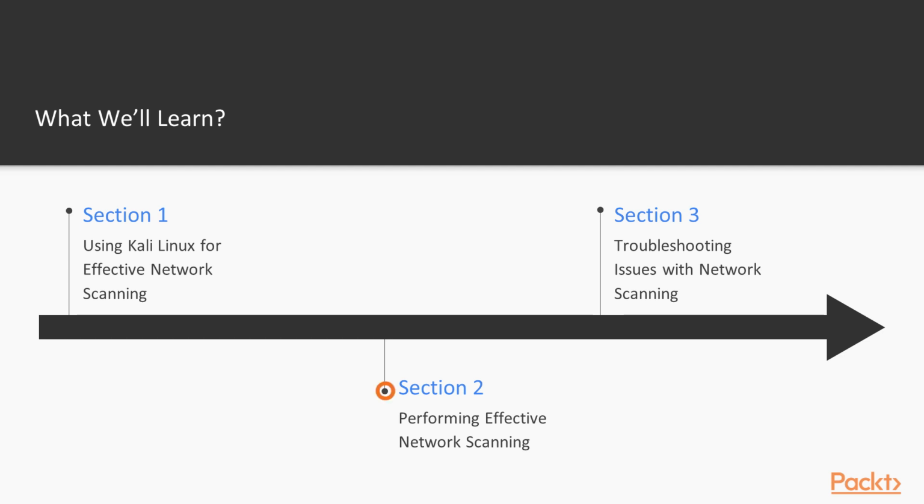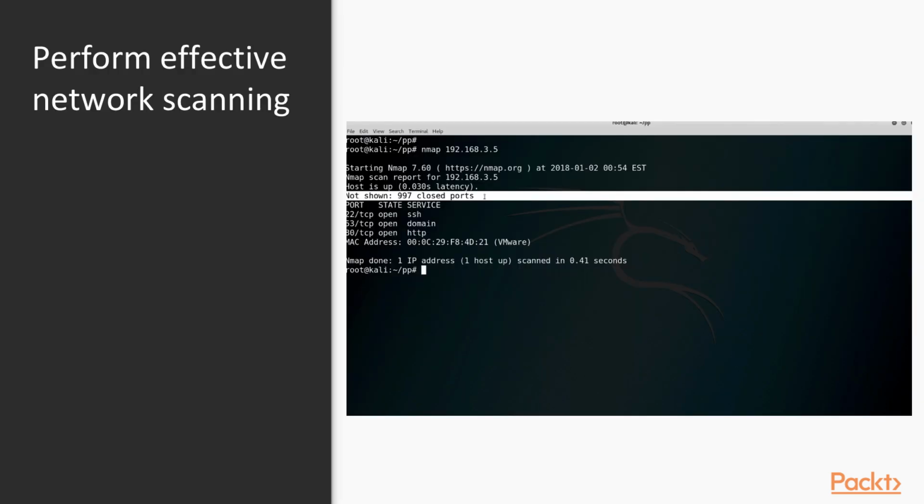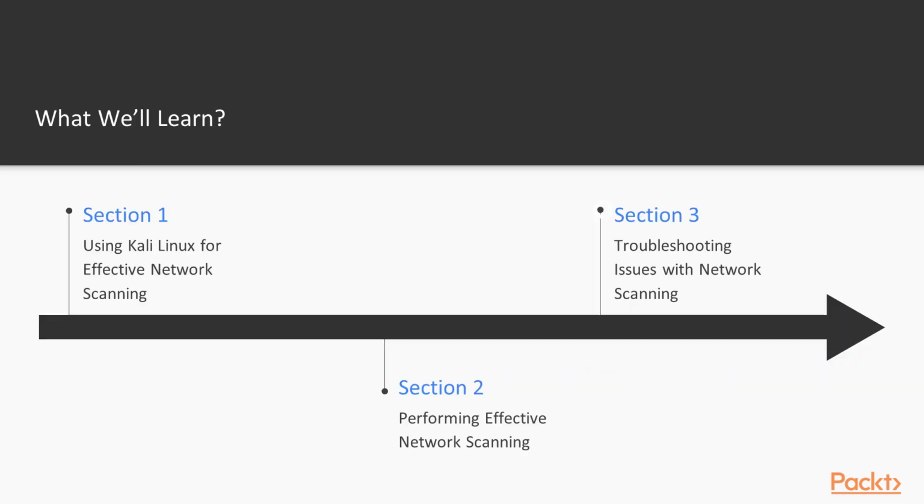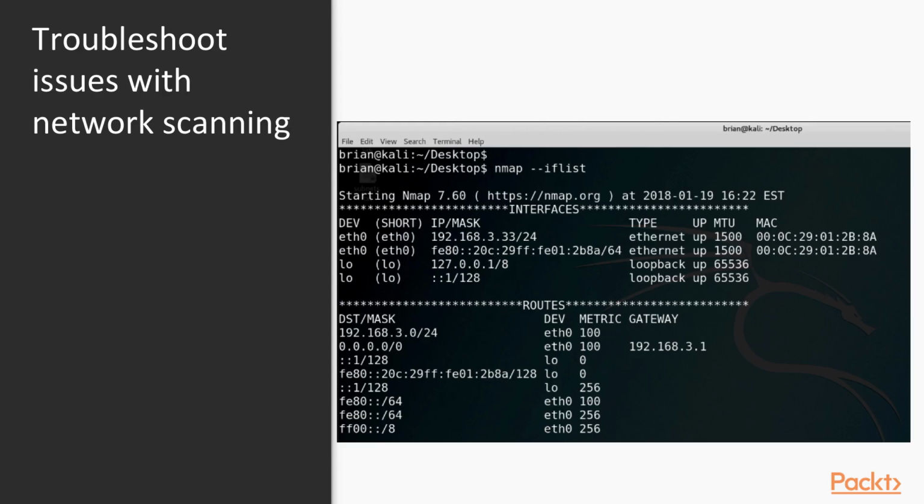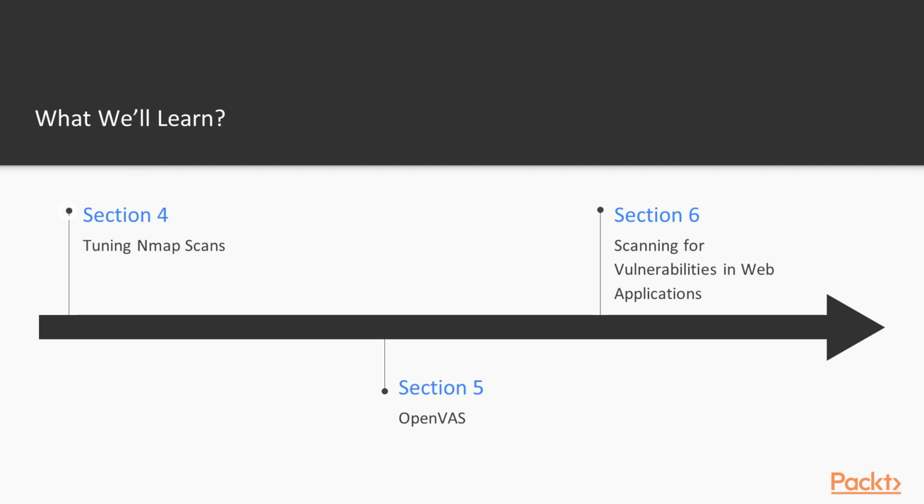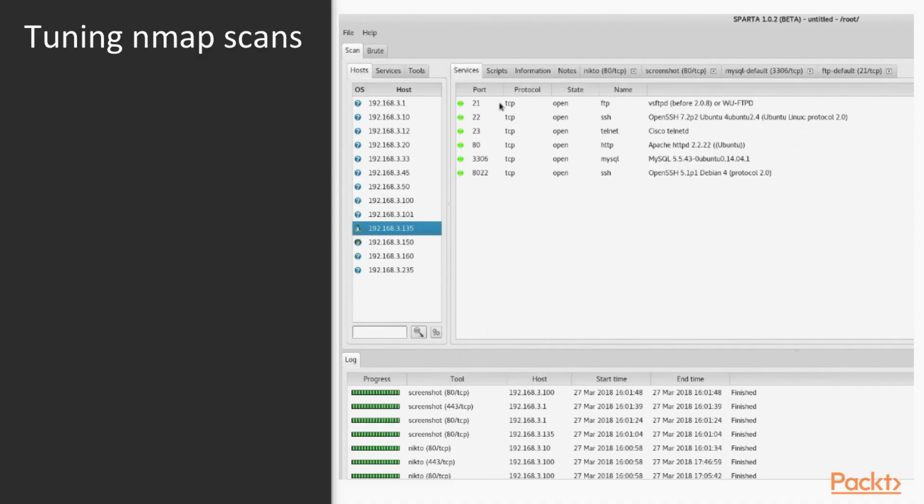In Section 2, we'll learn to perform effective network scanning by creating an inventory of systems on our networks, and then identify open ports and services on those hosts. In Section 3, we'll focus on some issues that might come up with our network scanning, and how to get Nmap to give us more verbose logs for troubleshooting. We'll also talk about how to acquire the proper permissions to scan hosts on third-party services, such as Amazon Web Services or Microsoft Azure.